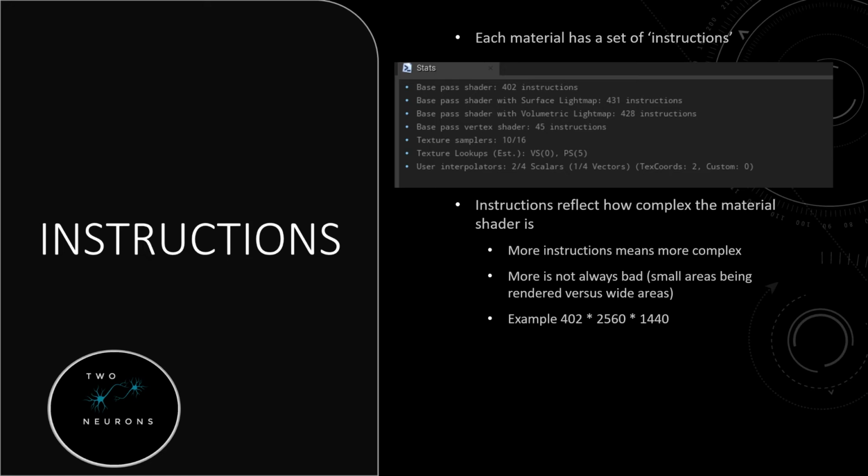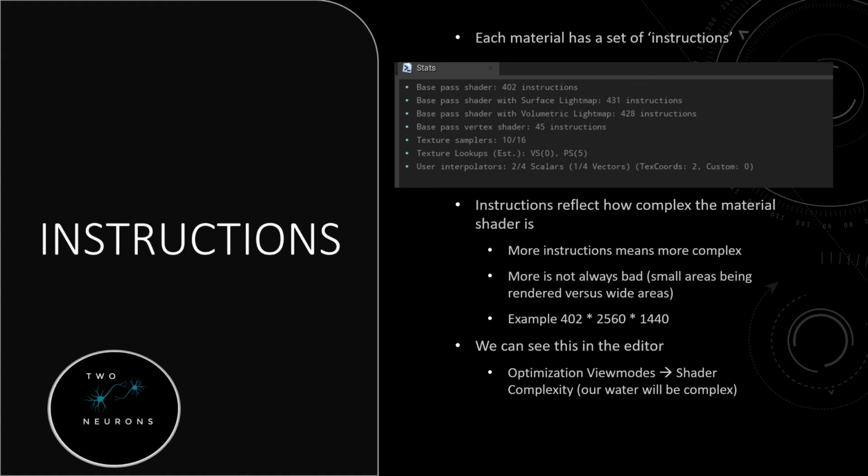And the more instructions something has, the more complex that material is. Now, being more complex can reduce runtime and make things go slower, but it's not always bad if something's complex. Small areas being rendered, thus fewer pixels to worry about, are less intensive than a large area where you're replicating the instructions for every pixel on screen. Then complex can be quite bad.